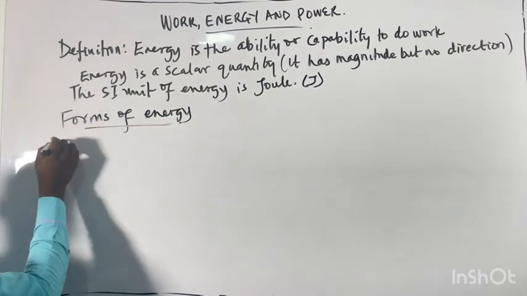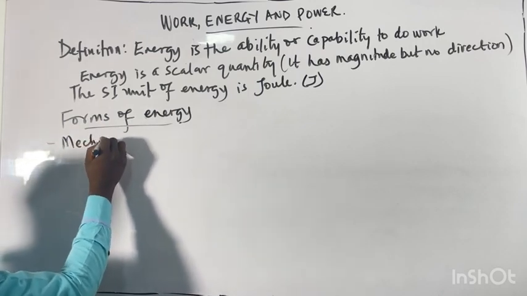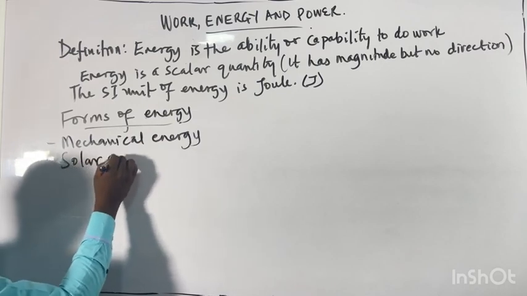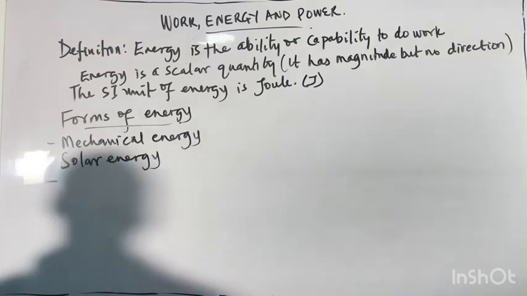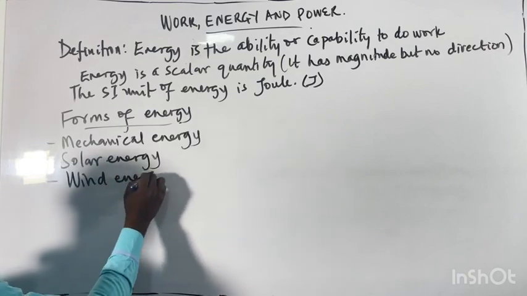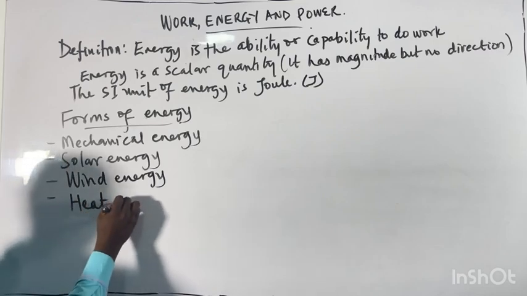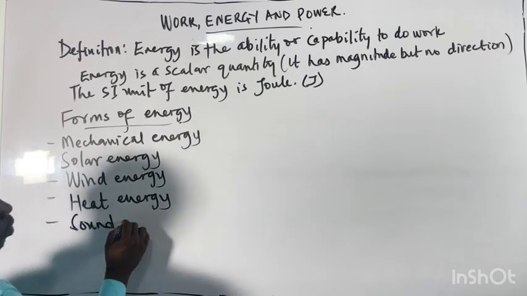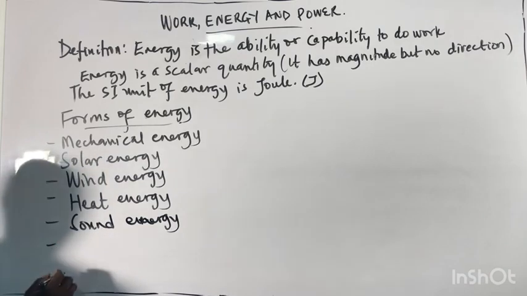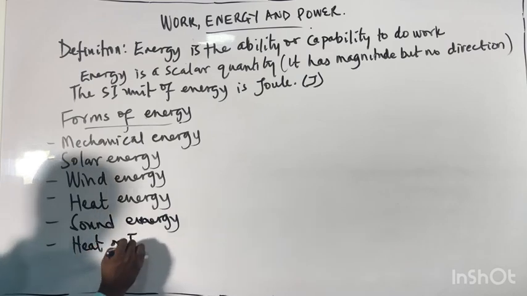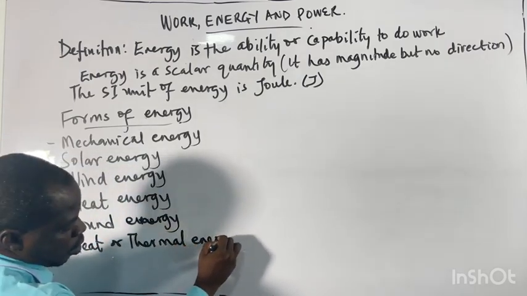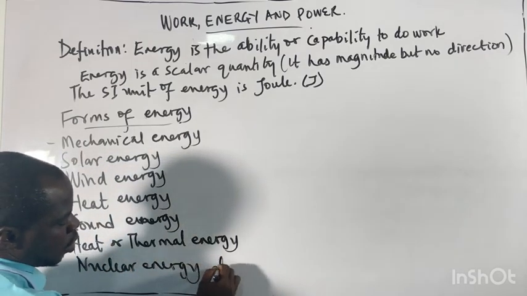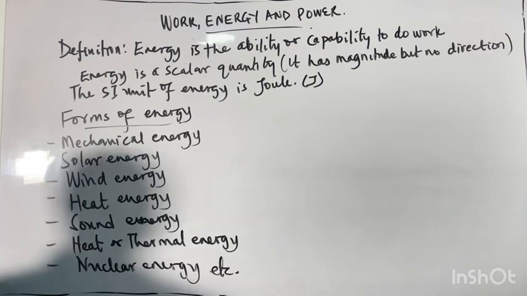So what are the forms of energy that we have? We have mechanical energy, we have solar energy, we have wind energy, we have heat energy, we have sound energy, we have heat or thermal energy, we have nuclear energy, etc. So these are some of the forms of energy that we have.